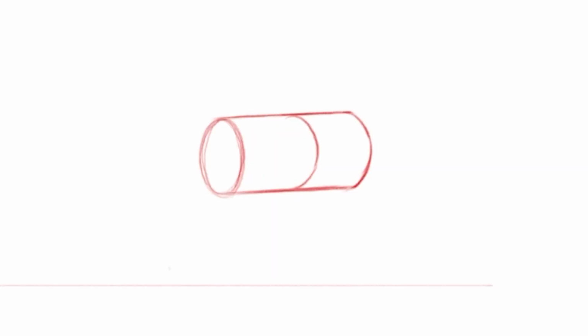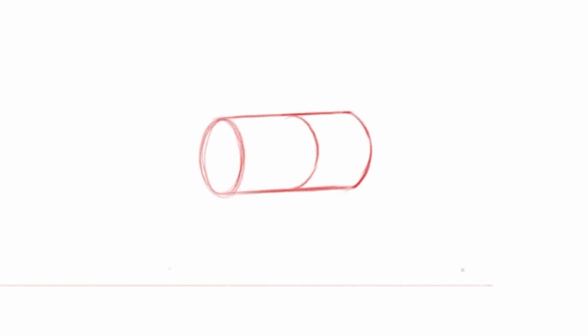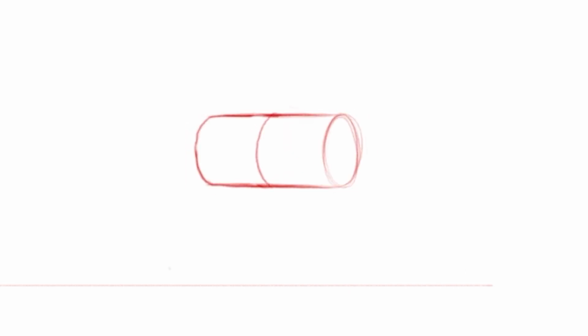And next up, I'm simply drawing the cylinder at different angles. This drawing is at 45 degrees, then we got 90, and we got 135. We have 180, 225, 270, 315, and then we get to 360.